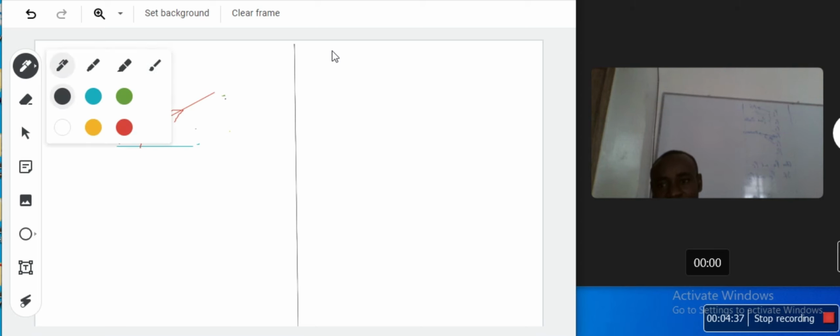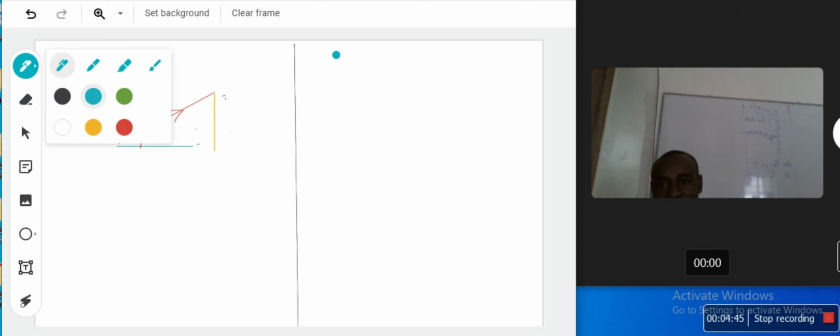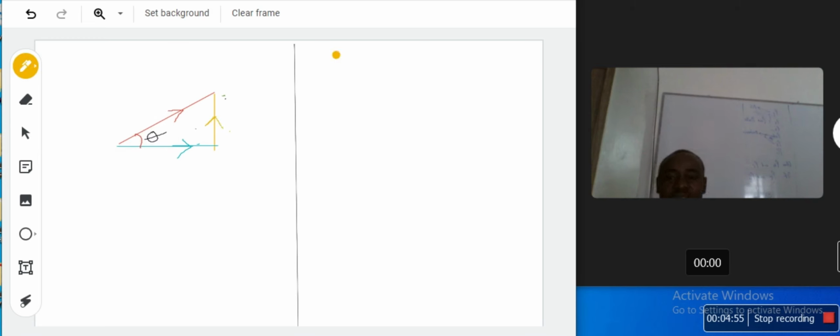And this force can be resolved. I will explain what I mean by resolved. It can be resolved into two components. The horizontal component I represented with blue, and the vertical component I represented with yellow. Now, resolving a force is basically splitting it into two, as it were. Give some part to the horizontal and give some part to the vertical.